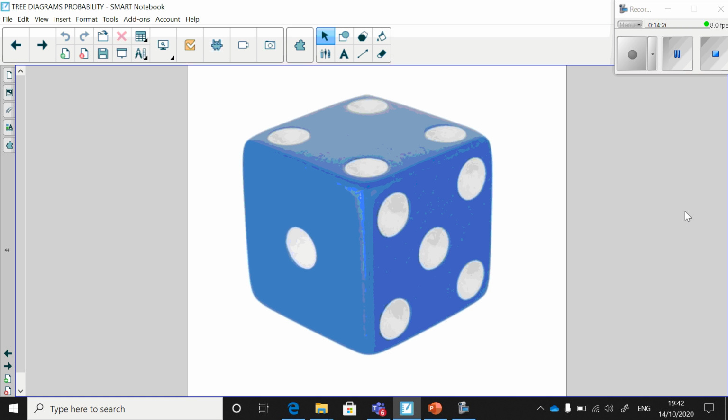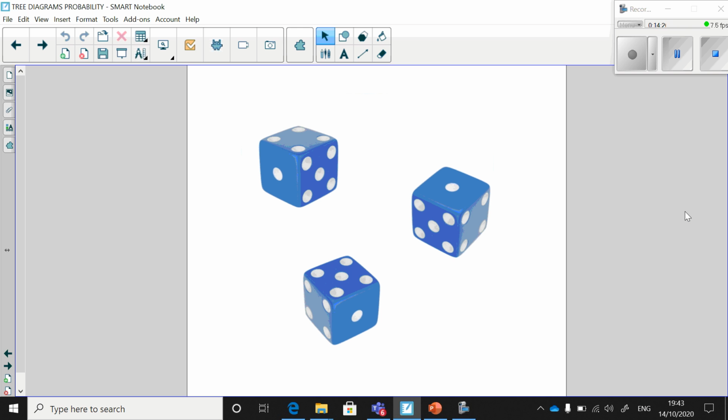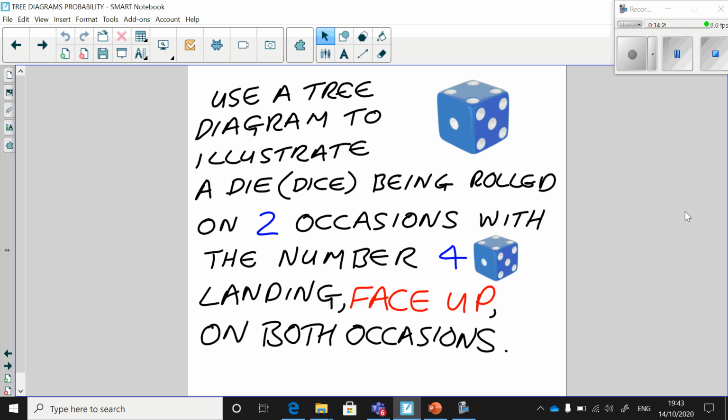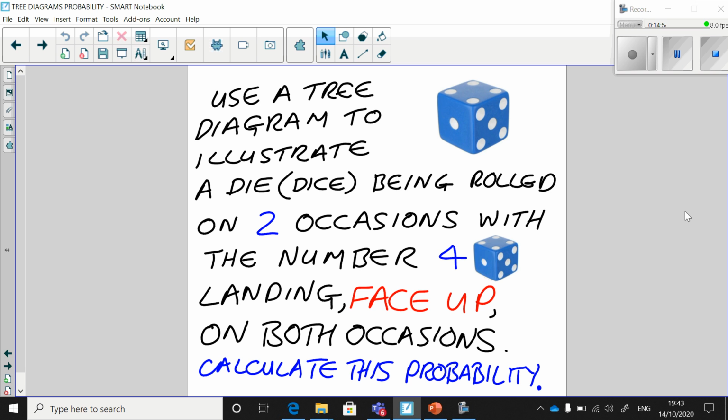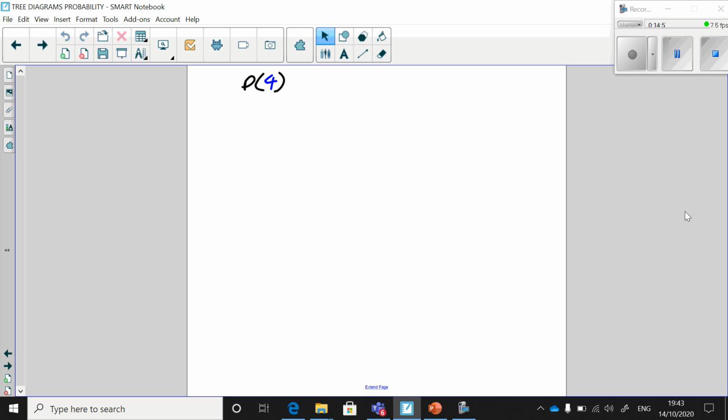Anyway, let's move on. Oh, let's deal with dice or die again. So what's going to happen here? So we're going to have some kind of scenario here. And the scenario is we're going to roll a die or a dice, one after another. And what we're looking at here is what's the probability of it landing face up on both occasions. And they want us to calculate this probability. So there's many ways we can do it. We've done it in the past with basic probability.